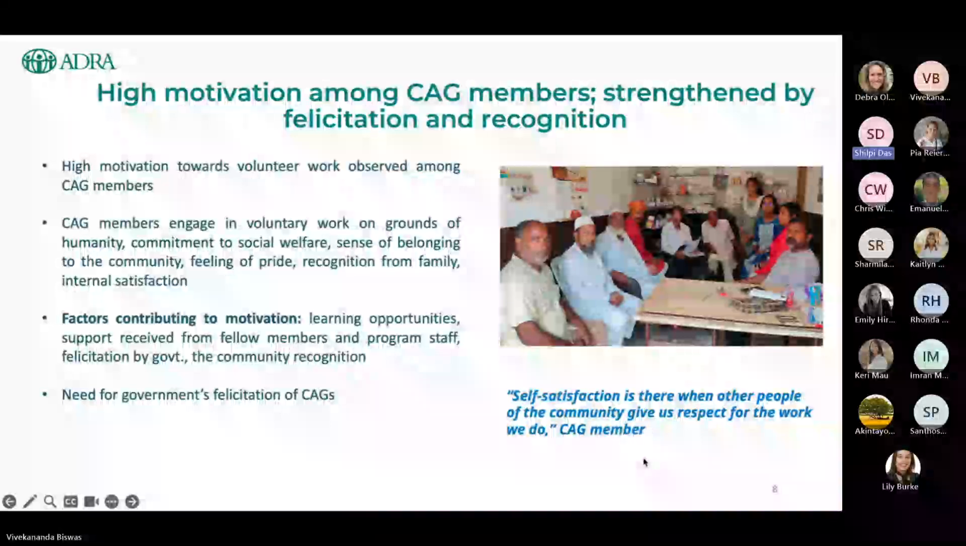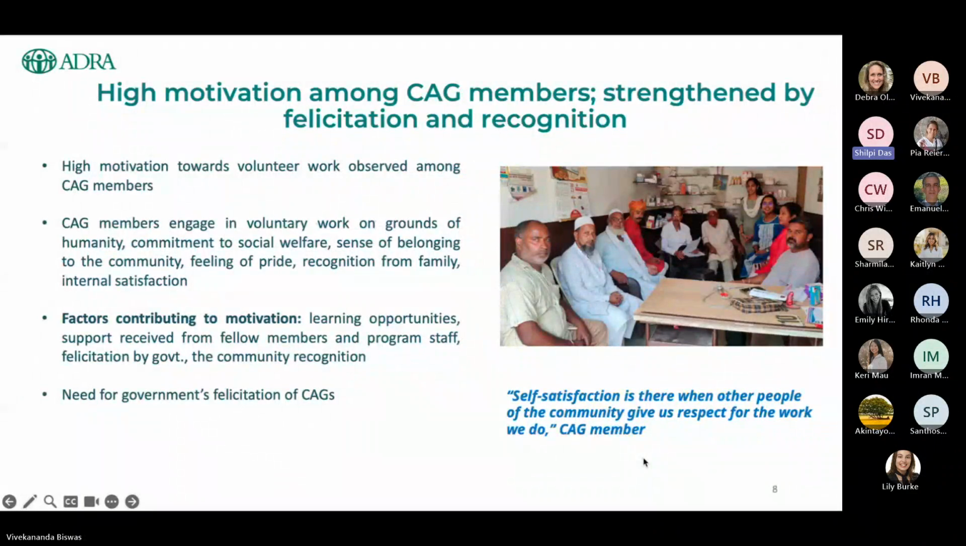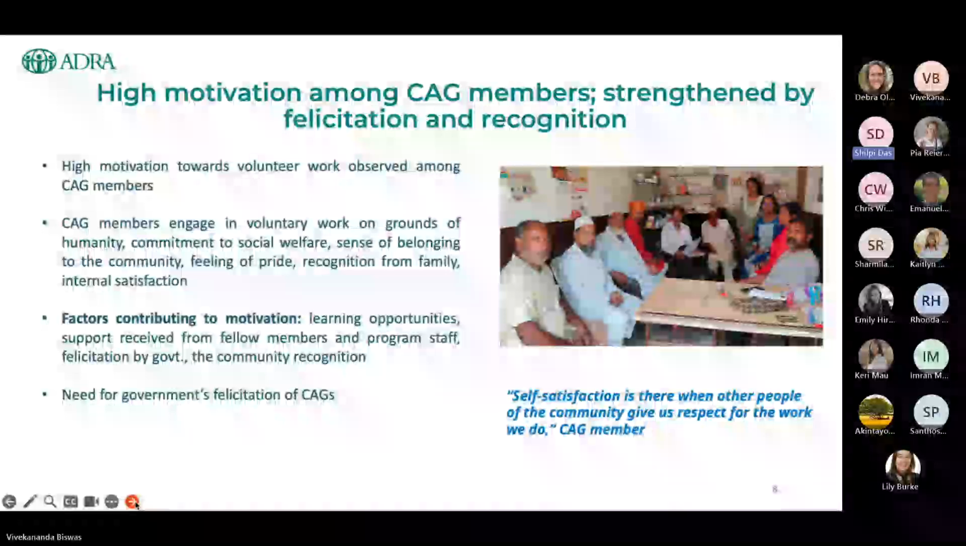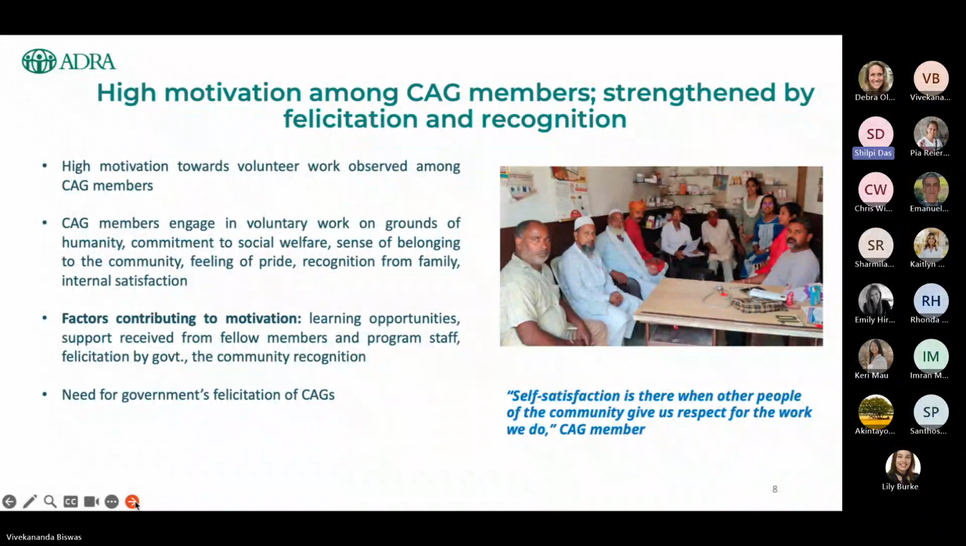Even though the felicitation is there, the recognition, when a medical officer or a district commissioner mentions a CAG member, individually naming one of the CAG members, was a high pride. So they felt pride in that. That particular thing motivated them a lot. Then the community recognition: people understood that, okay, they are a member of the community, the CAG member, and the community recognized them. So one of the important findings of this study was that it was necessary that the government felicitates and motivates the CAG members to maintain the motivation.